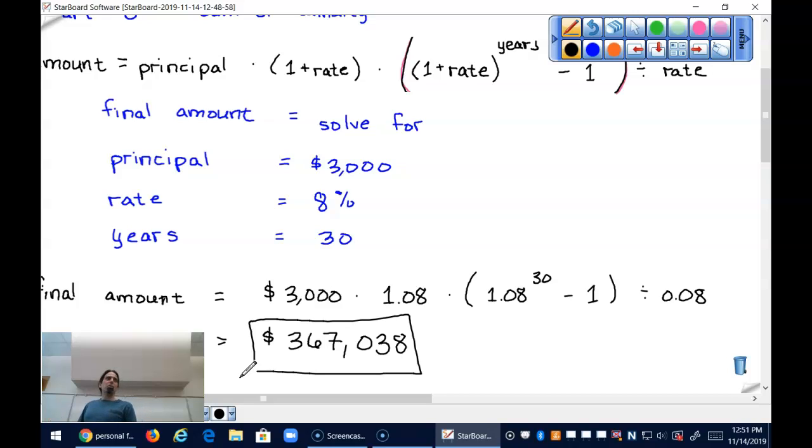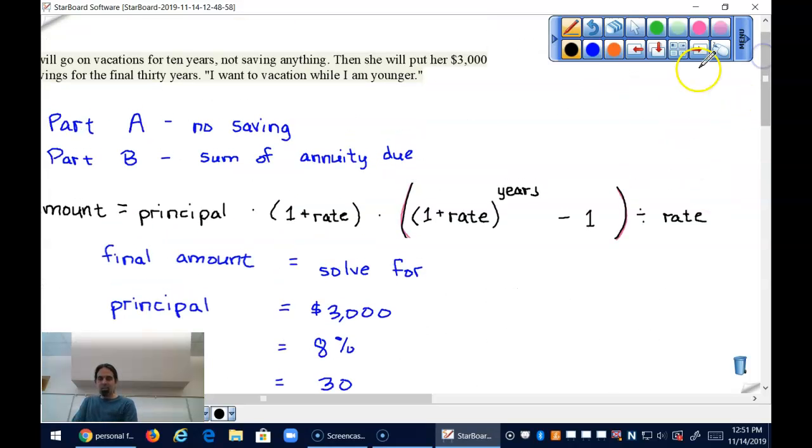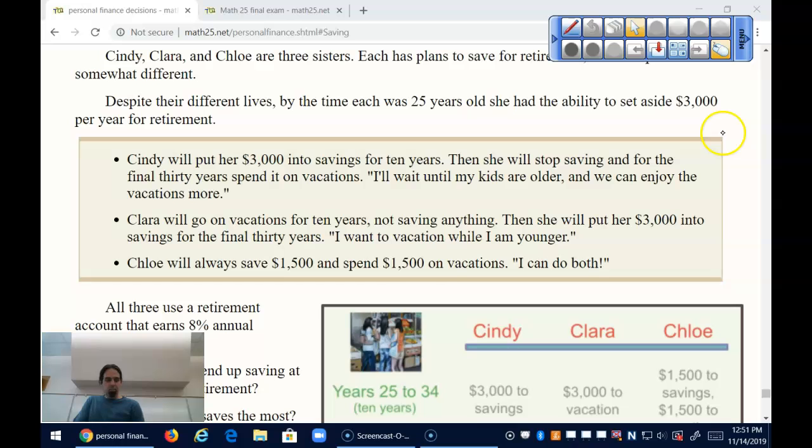Okay, other questions about this one? Anyone who needs help getting their calculator to do this? So, last sister.